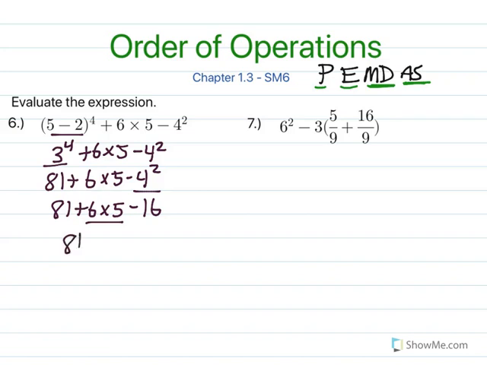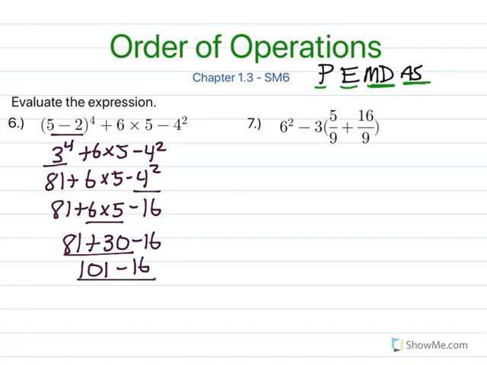So I have 81 plus 30 minus 16. Okay? Now, do I have any more multiplying or dividing? I don't. How about adding, subtracting? I do. It's right here. I add. So I'm going to get 101 minus 16. And then I'm going to go ahead and do the last part here.